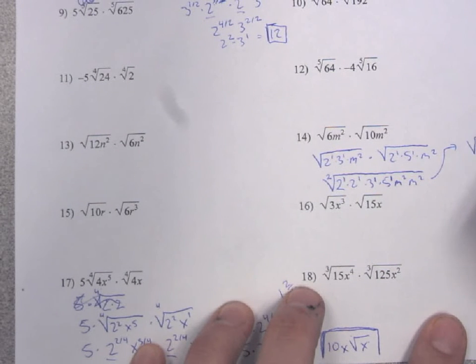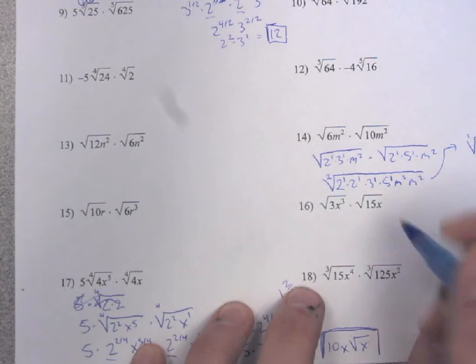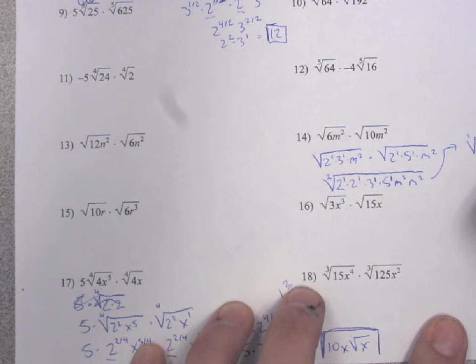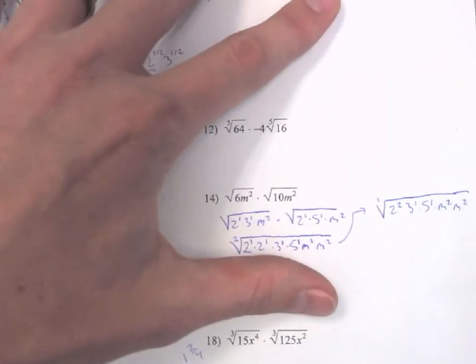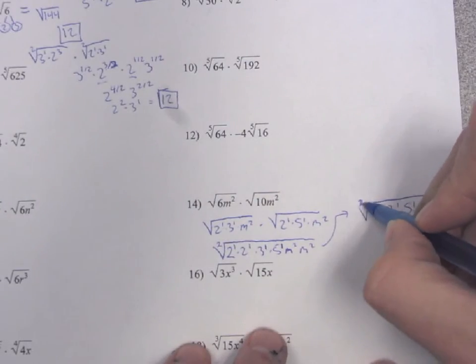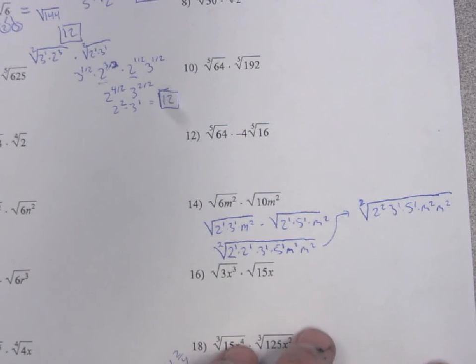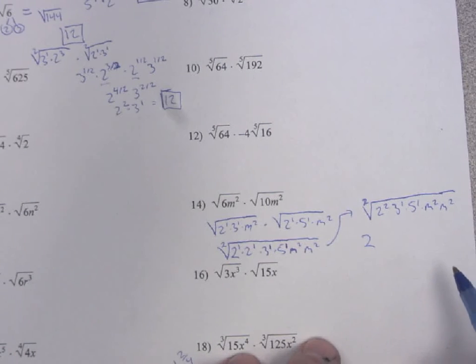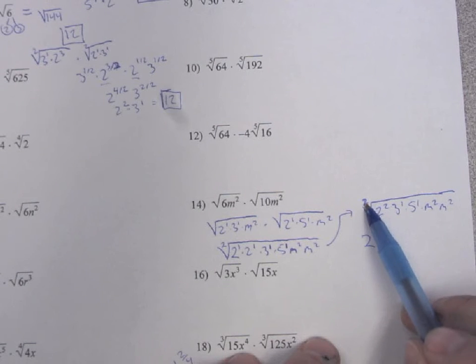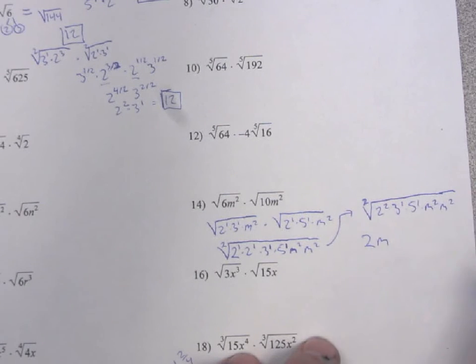And let's just put the 2's together. So I have the square root of 2 squared, because 2 to the 1 times 2 to the 1. And then I have 3 to the 1, and then I have 5 to the 1, and then I have m squared, and then I have m squared. Okay? So the square root is the inverse of square. So if I see something squared, I can kind of cancel those out. So I have a squared and a square root, so those are going to cancel each other out, which means I'm just going to get a regular 2. Okay, I also have the square root of m squared, which is m, and I have the square root of m squared again, which is another m.